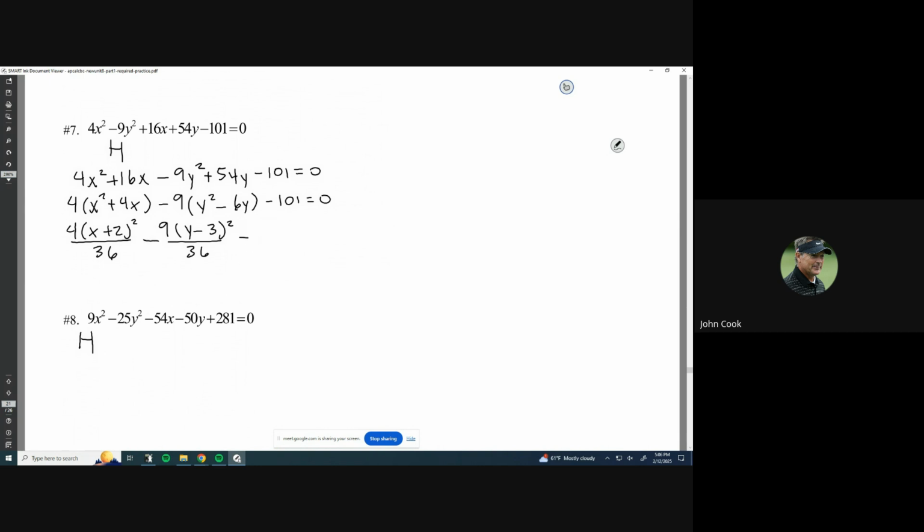So that's going to be a 1. And then 9 and 36 are both divisible by 9. That leaves 4 in the denominator. 4 and 36 are both divisible by 4. That leaves 9 in the denominator. There's the standard form for the hyperbola.